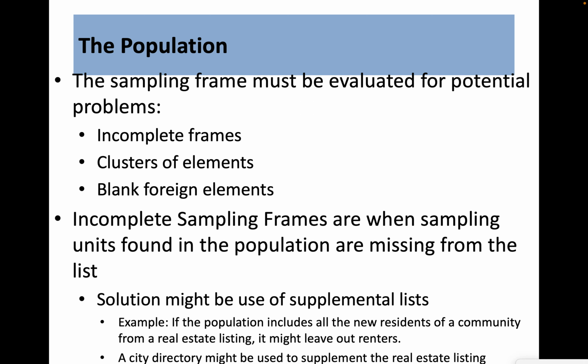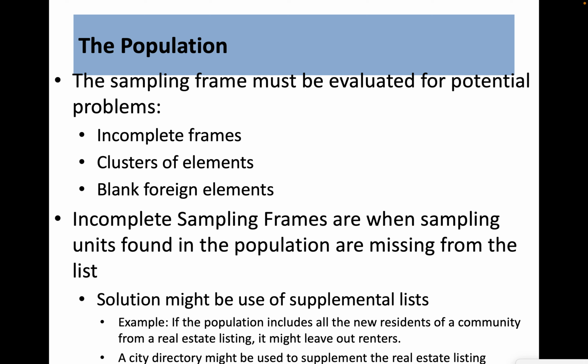The sampling frame must be evaluated for potential problems: incomplete frames, clusters of elements, blank foreign elements. Incomplete sampling frames are when sampling units found in the population are missing from the list, such as if you made your list of people with home phones, you'd miss all the people with cell phones.